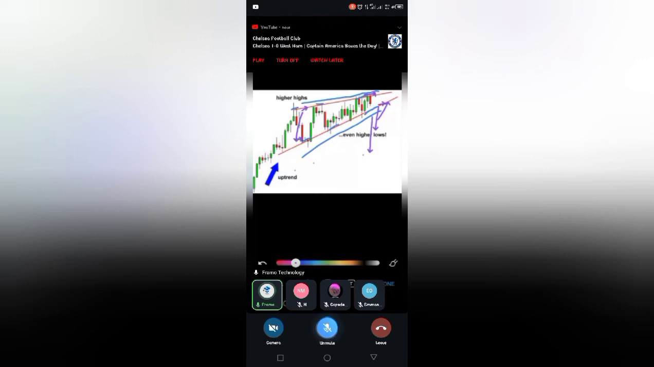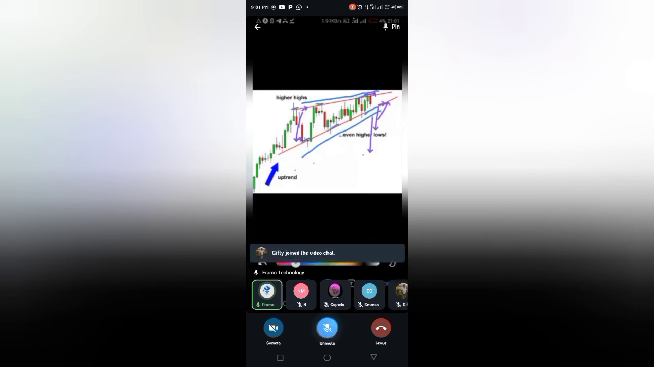That is your shorting. And once the retracement is done, you bring your stop loss to where your entry is. Then you relax for the trade.